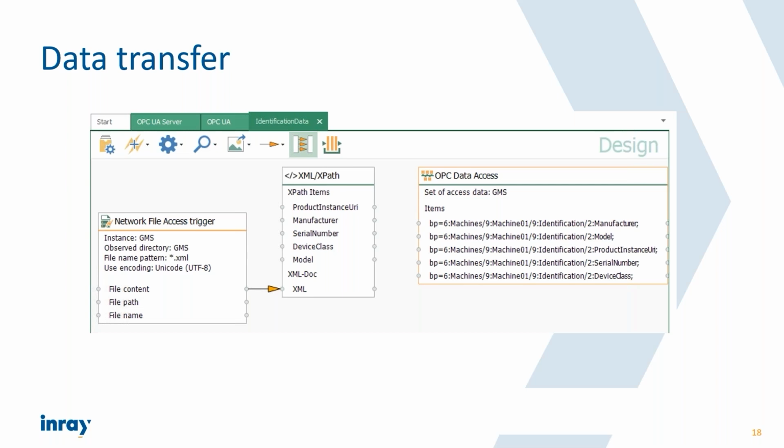So it's very easy to set up, very easy to consume knowledge which is stored in the CloudLibrary. And by this, the network file access trigger monitors the SMB file share for any changes. Once some changes are detected, a new data transfer is initiated, the XML document is read and parsed, and all the contents are written to the OPC UA server and made available compliant to the machine tool companion specification as selected earlier.